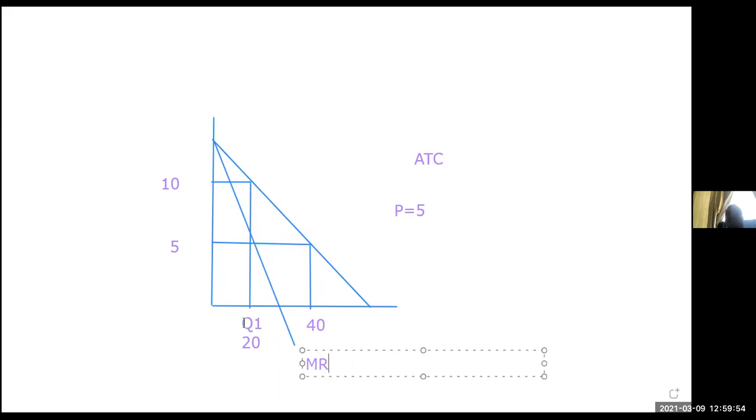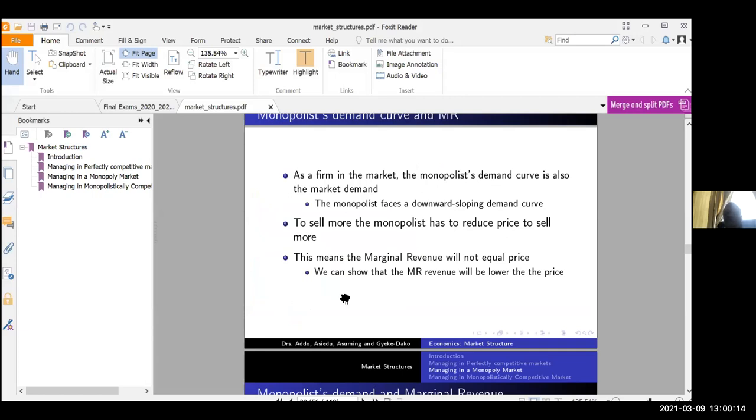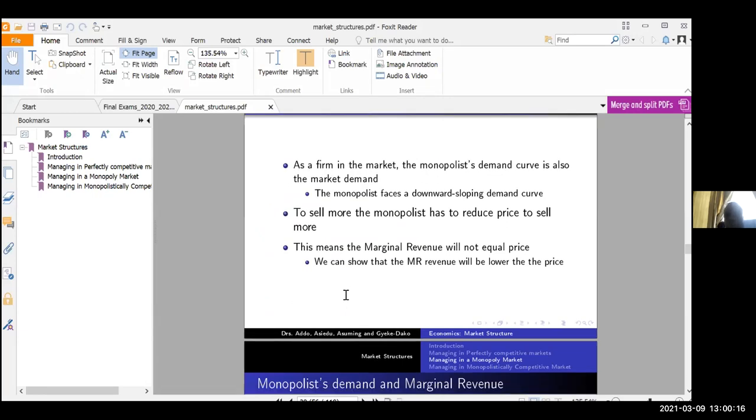If it was in a competitive market, the additional revenue would be exactly equal to the price. But in a monopoly market, the price will be higher than what the additional revenue is supposed to be. And that is why we economists don't like the monopoly market. They will overcharge relative to their marginal revenue, or marginal costs.